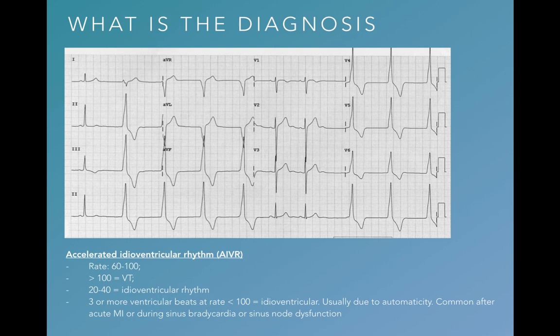So I wrote this is common after an acute MI. If someone has a sinus node dysfunction, or if someone has sinus bradycardia, you might end up getting these ventricular rhythms. So an EKG is a glimpse at a patient, but you want to look at the patient also, because obviously the patient is more important than what an EKG might show.